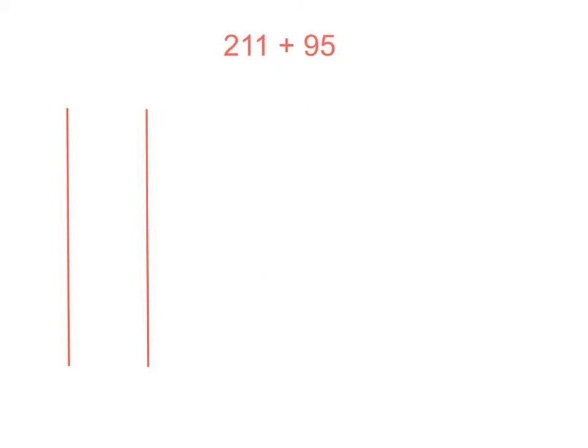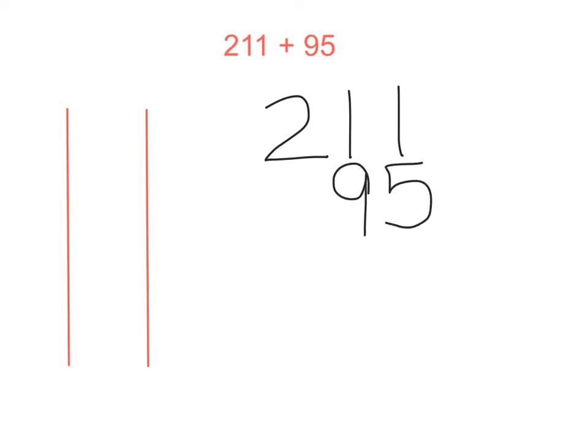Let's take a look at another problem. Here we have 211 plus 95. So again, I'm going to write my problem out vertically. I'm going to make sure that I line up my tens and my ones in the 95 in the right place. I'm going to put my plus sign and my equal sign.